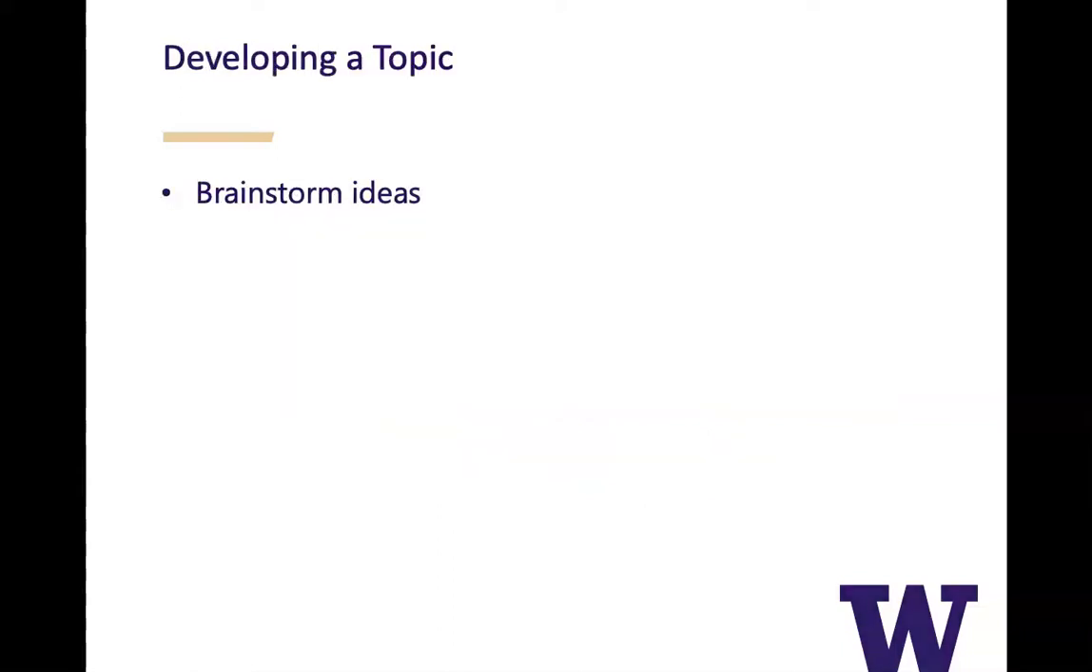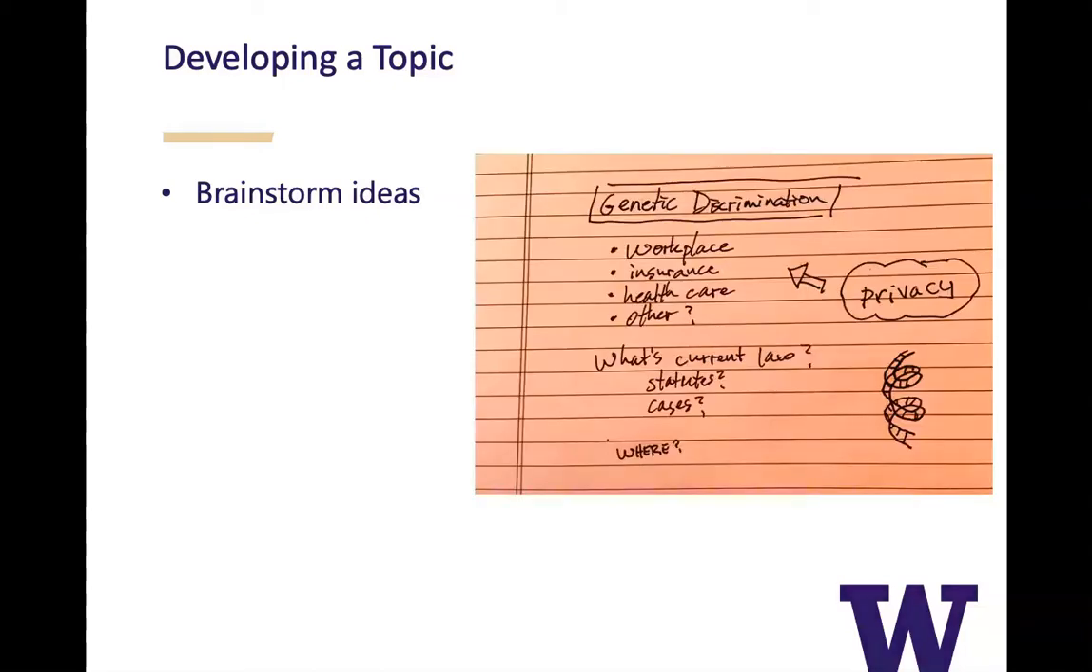When you develop a topic, you often have to brainstorm ideas. So suppose I'm in genetics and the law, and I'm assigned to write a paper on any topic related to the class. I might think, well, I'm interested in discrimination, and so let me think about genetic discrimination. Where would that take place? Maybe it would take place in the workplace, and I'd look at employment laws. Maybe it's in insurance, maybe healthcare.